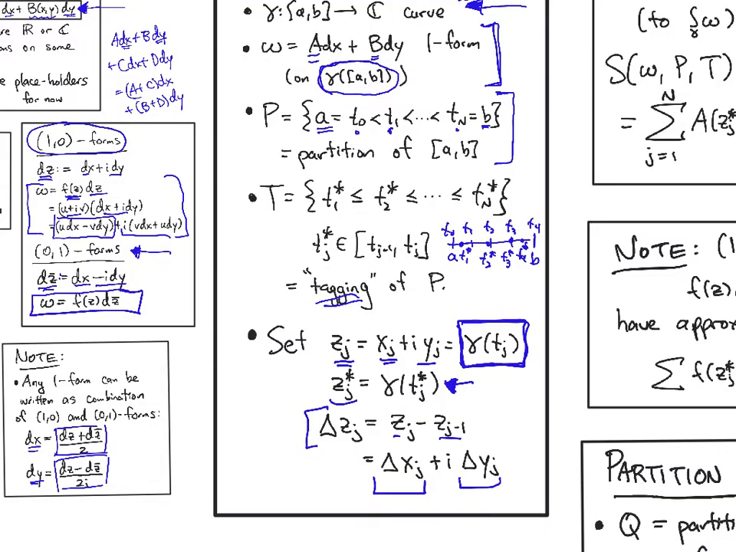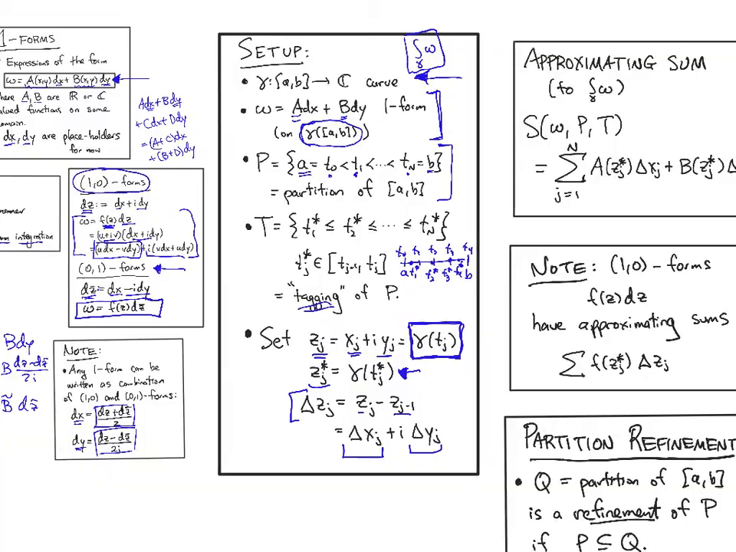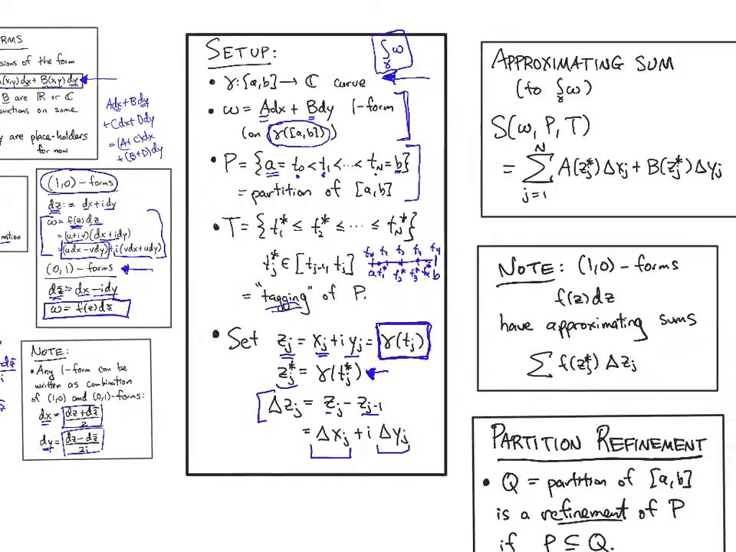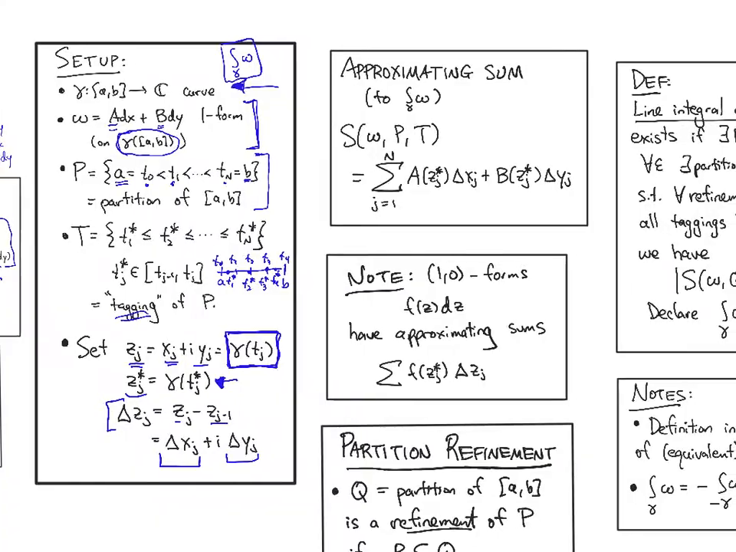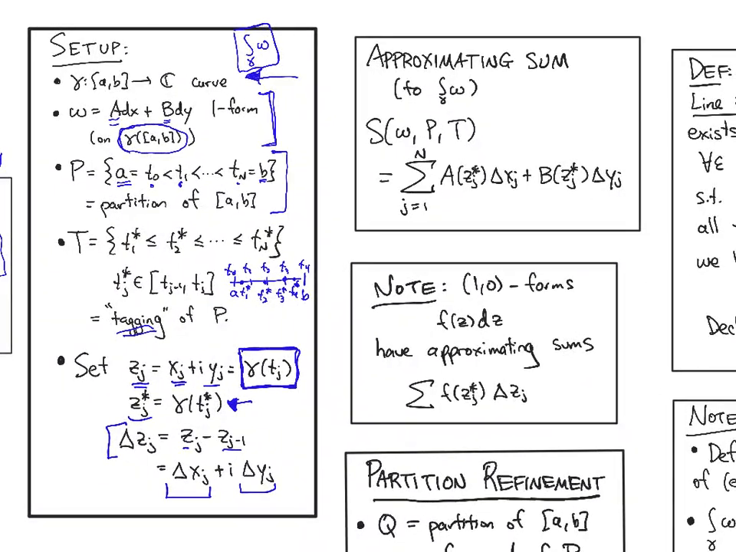Now, this is all of the setup we need to write out our approximations to this integral we're trying to define. So an approximating sum to this line integral looks just like you would do a Riemann approximating sum, or Riemann sum. So I'll define it as S of omega, comma the partition, comma the tagging. So I need all this different data there.